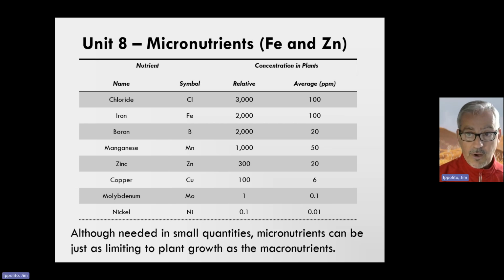It's important to note that although these micronutrients are needed in relatively small quantities, they can be just as limiting to plant growth as the macronutrients if they're limiting within the soil. And I can tell you that sometimes, yes, we see micronutrient deficiencies in soils. In Ohio soils, we typically don't see these very often, but we may see some, for example, manganese. But we'll talk about these regardless. And this unit focuses primarily on iron and zinc.